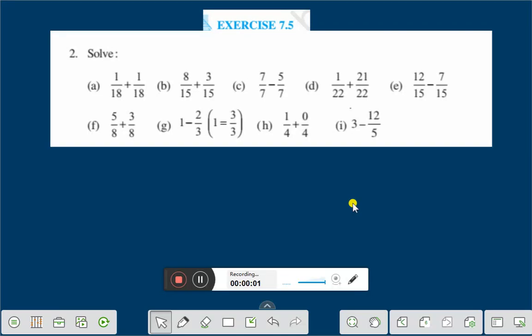Hello everyone. Today we shall discuss exercise 7.5 question number 2. Solve A: 1/18 + 1/18. Let us solve this problem.